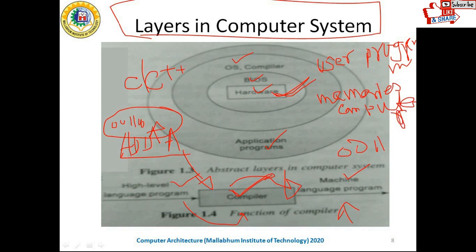Next is managing the IO operations. Obviously the IO operation is managed by it. And next, the security of the computer. It cannot be infected by any kind of virus. That has to be supervised with the help of the operating system.